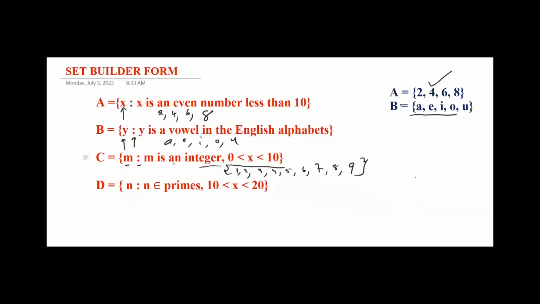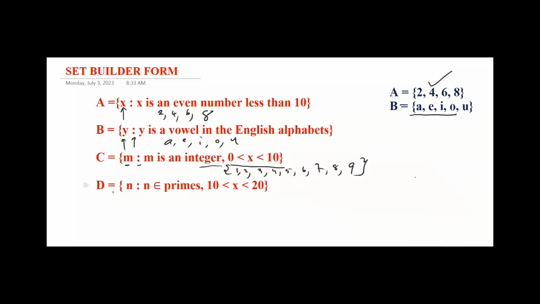So all the values of m such that m is an integer, so you only need the integers here. And the second condition is that it is between 0 and 10, where x is greater than 0 but less than 10. Okay, let's look into the last one.